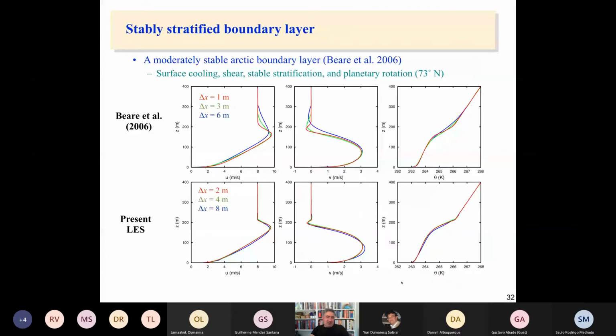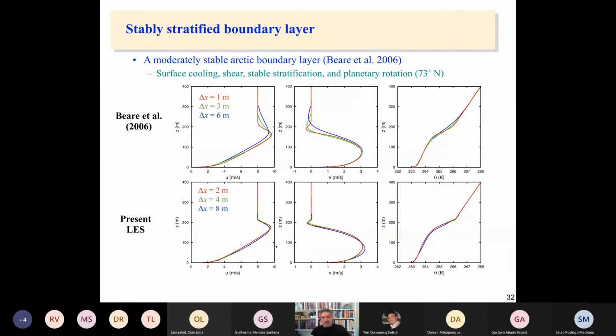So now I'm going to do the opposite case. Now I'm going to have a cold ground and a warm atmosphere. So this is a stably stratified boundary layer, and I'm going to have a bit of a pressure gradient driving the flow in this case. This bottom row here is our LES results, and this is one of the models from this paper that describes the case. And we go from 2 to 4 to 8 meters. And you can see that all of the mean profiles are basically exactly the same.